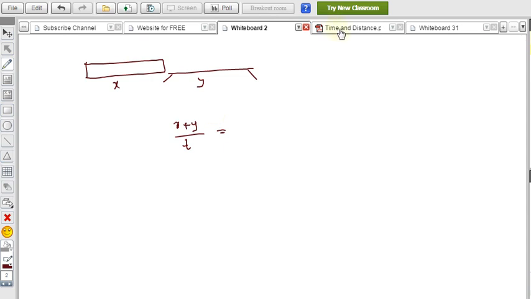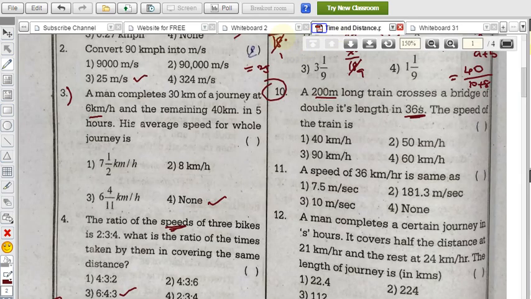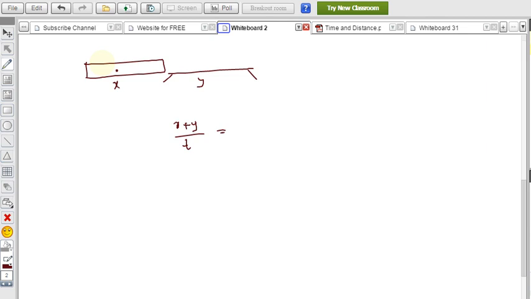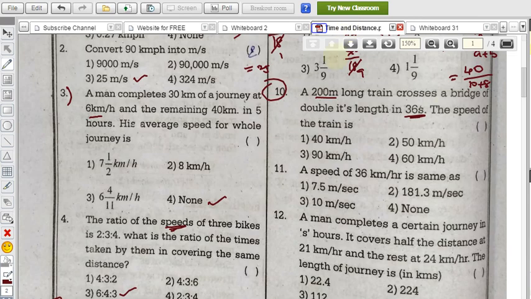Now according to our sum, the train is 200 meters long, and the bridge is double the length of the train, so this is 400. Double means into 2. It crosses the bridge in 36 seconds, so the time is 36.